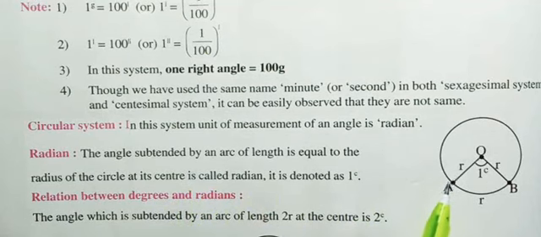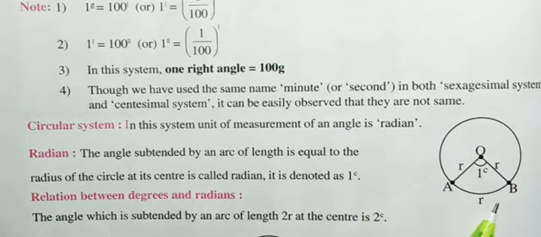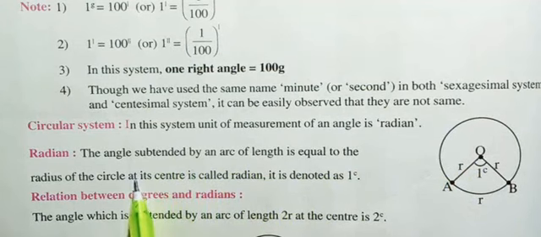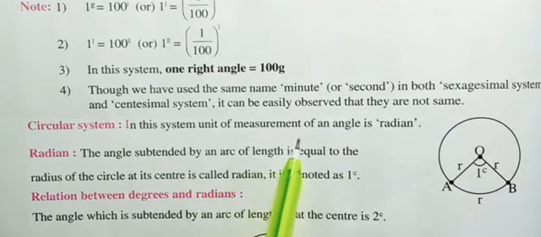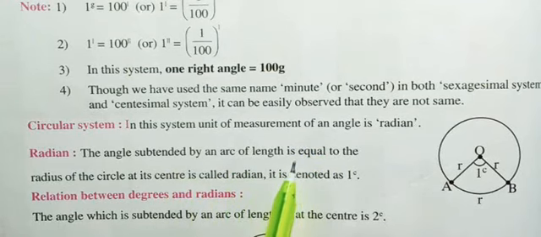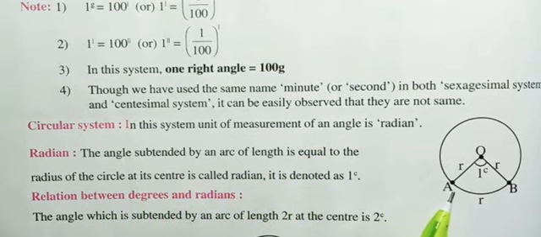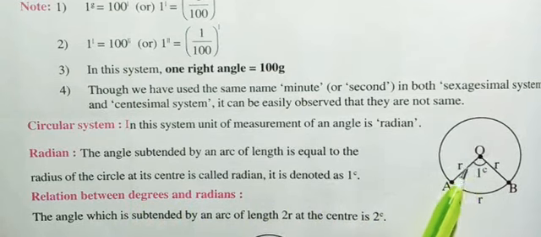Suppose we are taking this as a circle and we are taking AB as an arc. Now this arc makes this angle at the center. So the measurement of that angle is the radian. The angle subtended by an arc of length equal to the radius of the circle, that is, the length of AB is equal to the length of the radius of this circle.